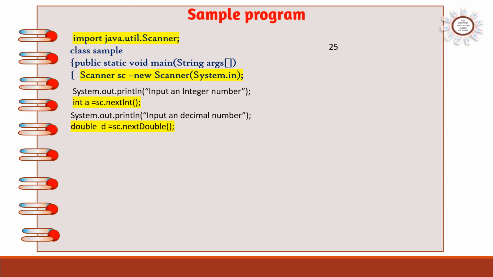And now we can accept a decimal number. So here the command is: input a decimal number, double d. Decimal number means the data type will be double. Double d is equal to sc dot nextDouble. So the command for accepting is nextDouble. If it is int, nextInt for an integer number, and double means nextDouble. So whatever decimal number, one example we can take is 35.26, will be stored in d.